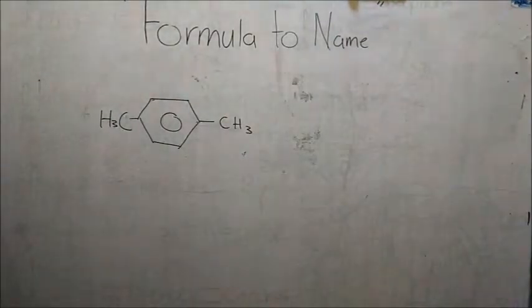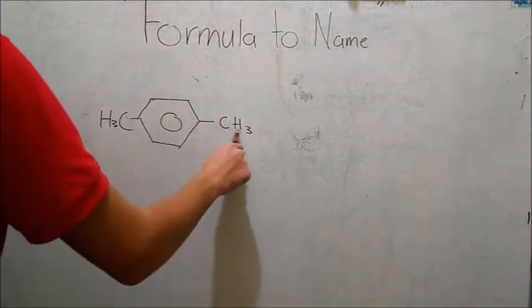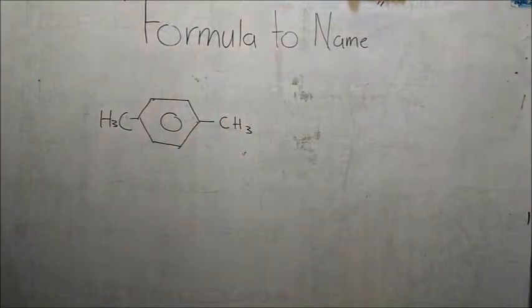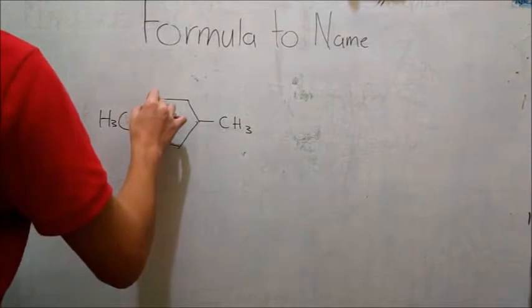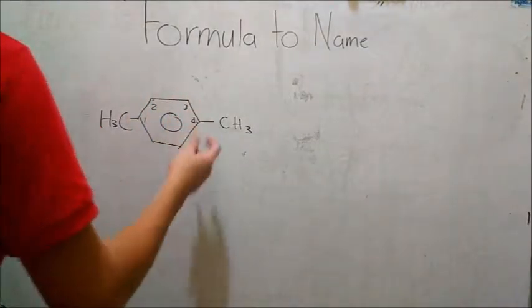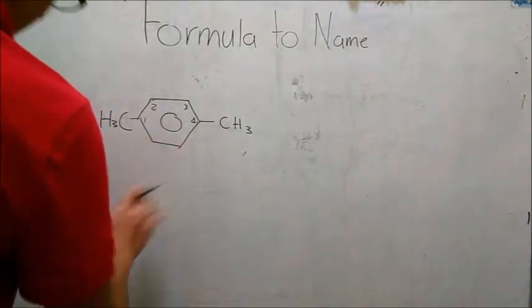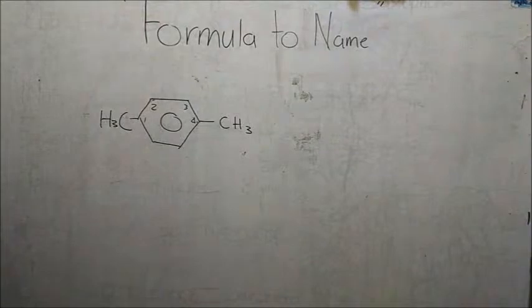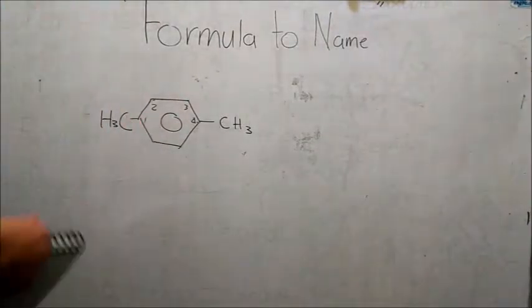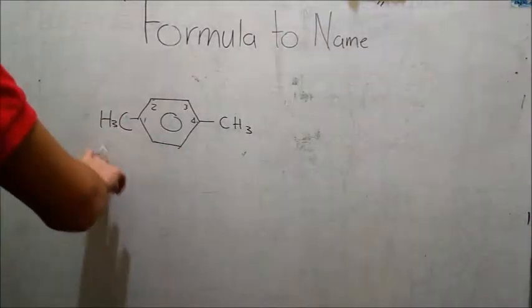Well, here we can see that on the left side we have H3C and on the right side CH3. Here we need to put the numbers. In this case it's going to be 1, 2, 3, 4, and so on. We are not going to put numbers here because we don't have anything over here. So in this case, to put the name in this formula, we know that we have here and here. So we are going to put the first one.